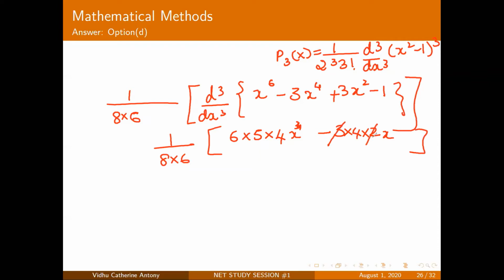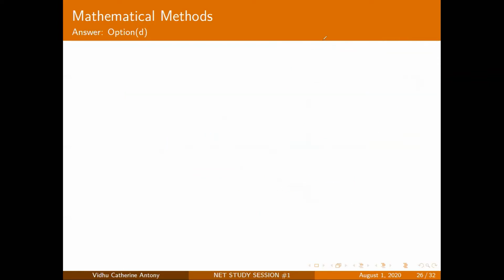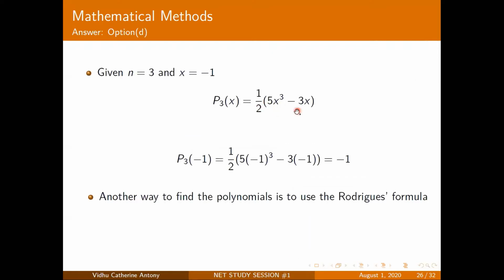Let me cancel this off. So 6 I can cancel off, and this is basically a 2. So 4 2s are 8, I can cancel off. So I get 5x power 3 minus x divided by 2. Is that what I've got? Let me check. So that's what I'm getting. Okay, I'm getting a minus 3x divided by 2. I've made some kind of calculation mistake, but I think it's fairly simple to do that.